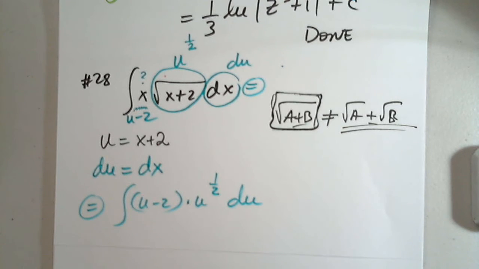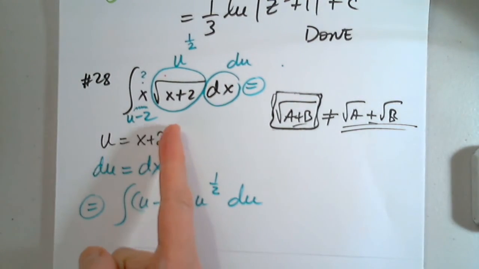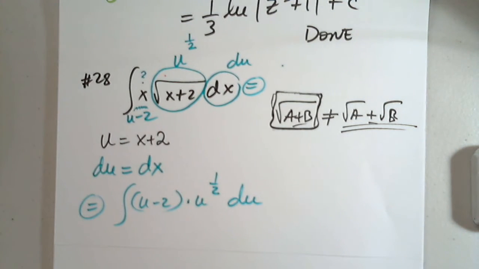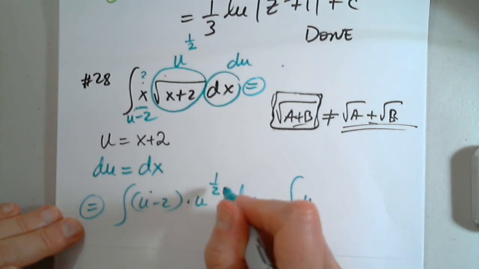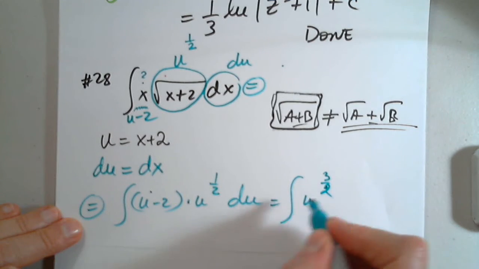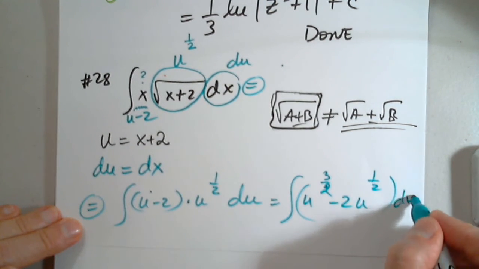I accomplished a lot. Because now I can distribute and break this up into two pieces, which I couldn't do over there. I was stuck there with that square root of a sum. But here, I have one term to the 1/2. I'll distribute here, add the exponents. So this is now u to 1 plus 1/2, so 3/2, minus 2u to the 1/2 du.